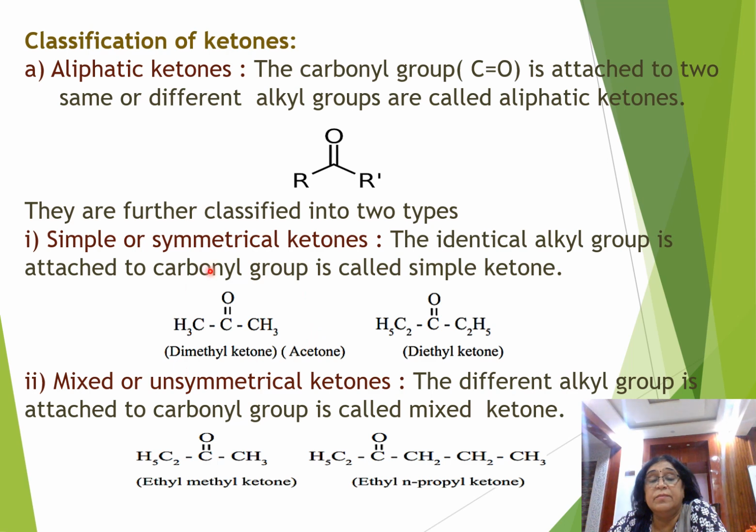Clear? Like dimethyl ketone, where a CH3 group is attached on each side of the CO group. If two C2H5 groups are attached to the CO group, then you get diethyl ketone. Okay, so these are simple ketones. But if two different alkyl groups are attached to the C double bond O, then you call them mixed ketones or unsymmetrical ketones. Like CH3COC2H5 or C2H5COCH2CH2CH3. So it is ethyl methyl ketone or ethyl propyl ketone, right?